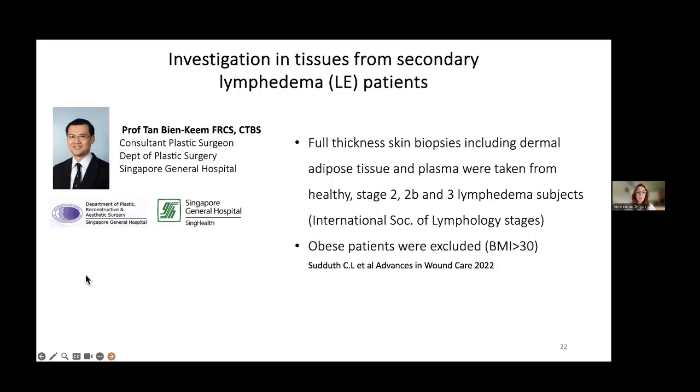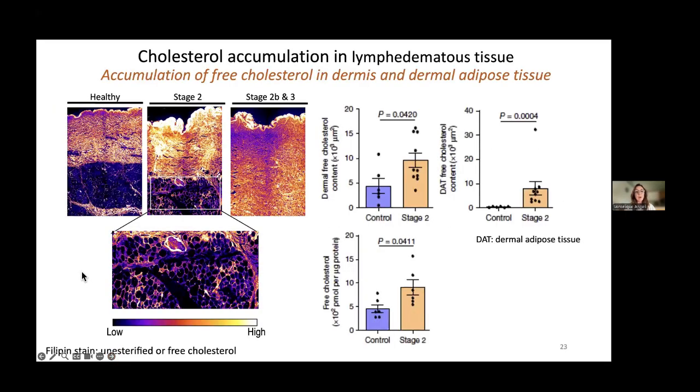So we just investigated in this tissue whether we could observe this accumulation of cholesterol, and we particularly focused on free cholesterol, which is the cholesterol that is known to be more toxic if it's accumulating. And this free cholesterol can be assessed by a Filipin stain, which specifically identifies free cholesterol and not the esterified cholesterol.